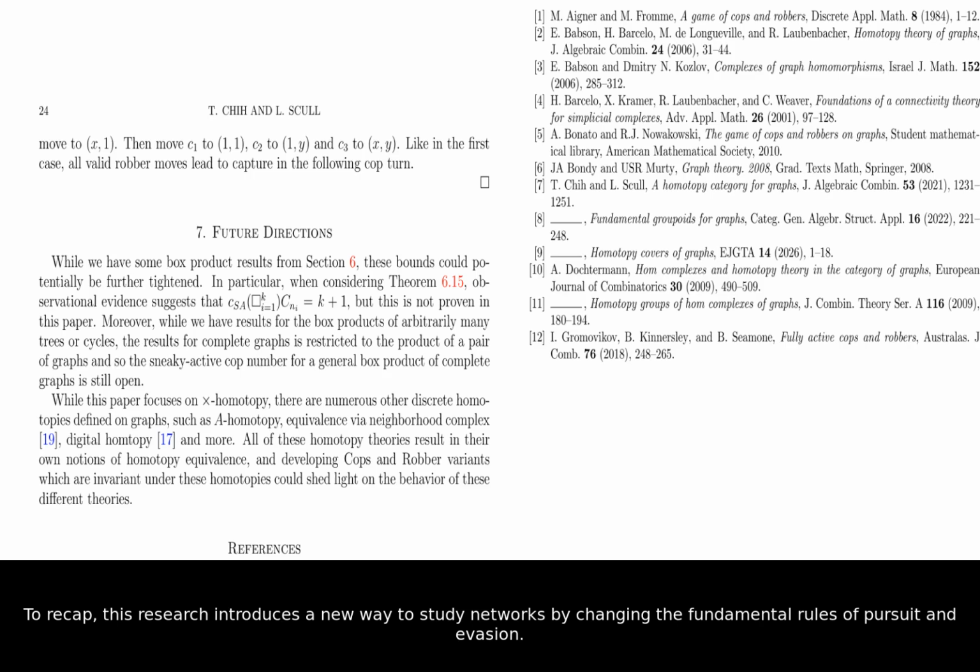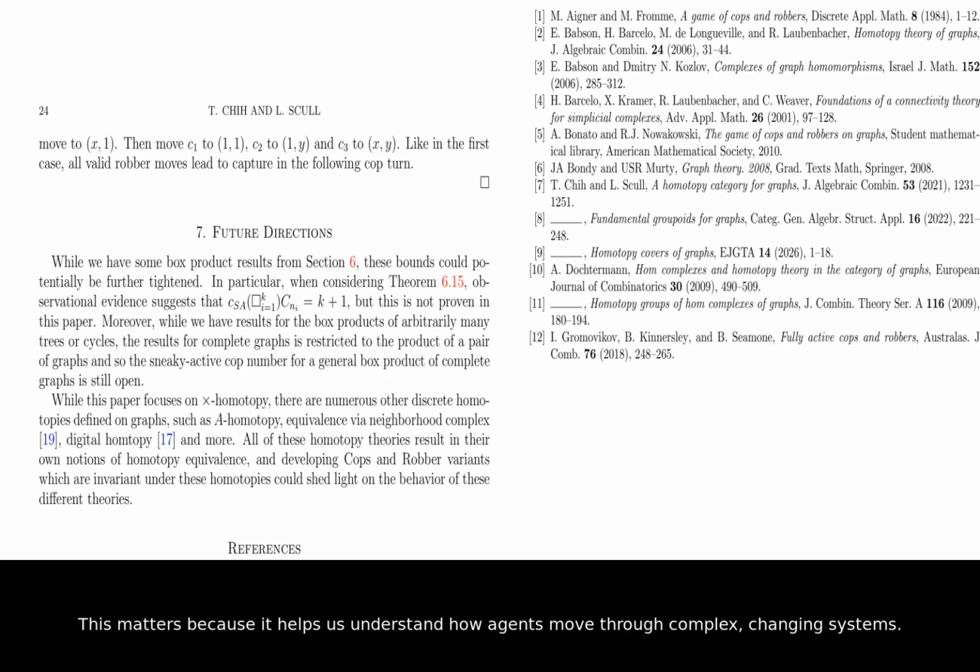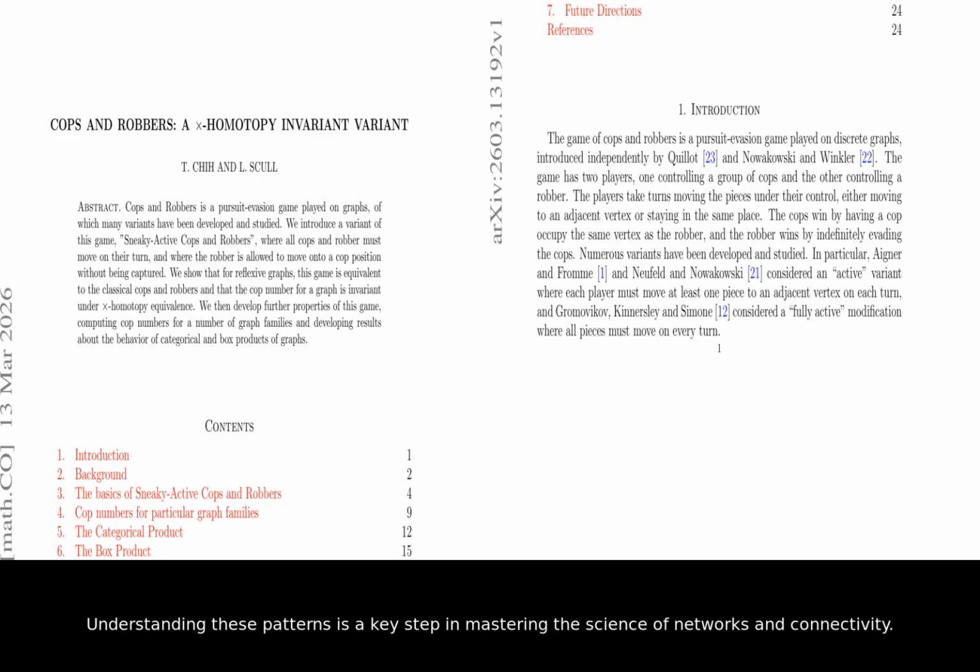To recap, this research introduces a new way to study networks by changing the fundamental rules of pursuit and evasion. By making the game sneaky and active, the researchers align the game with the mathematical theory of graph folding. This matters because it helps us understand how agents move through complex, changing systems. In the future, these rules could be applied to other types of mathematical theories or even digital geometry. Understanding these patterns is a key step in mastering the science of networks and connectivity.